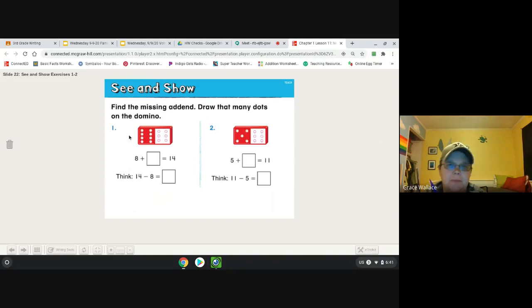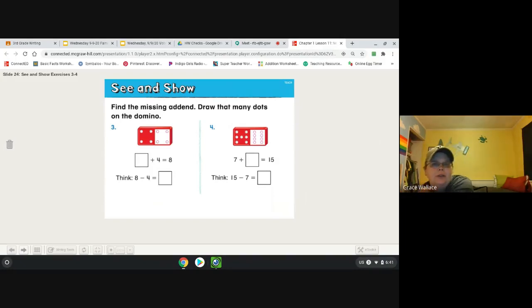So it says, find the missing add-in, draw that many dots on the domino. Go ahead and work those out. You can always pause the video. I'm going to go a little fast. Pause the video. Find the missing add-in, draw that many dots on the domino. Go ahead and work that one out.